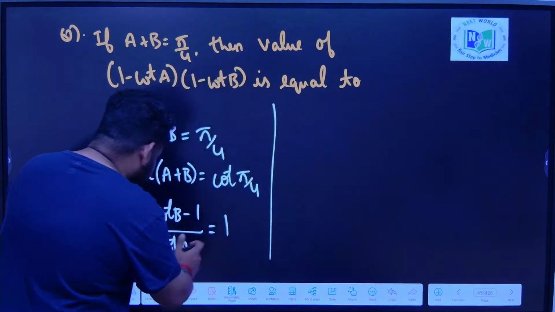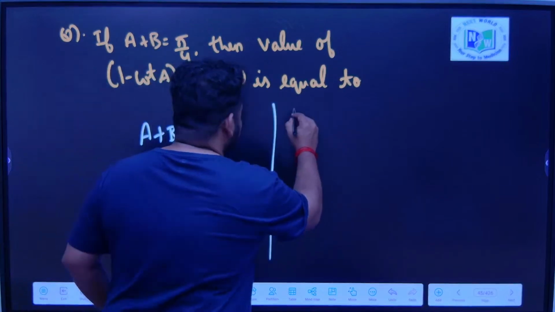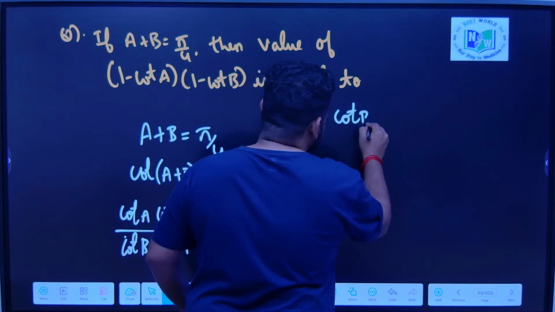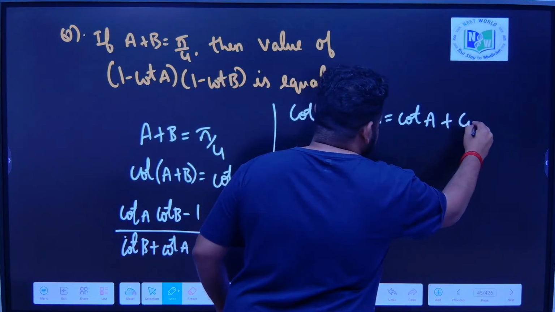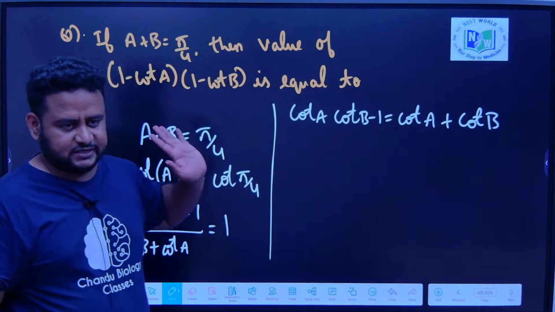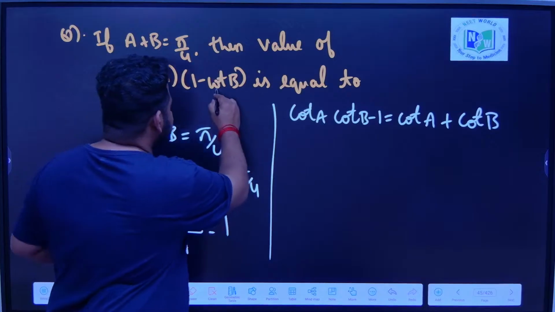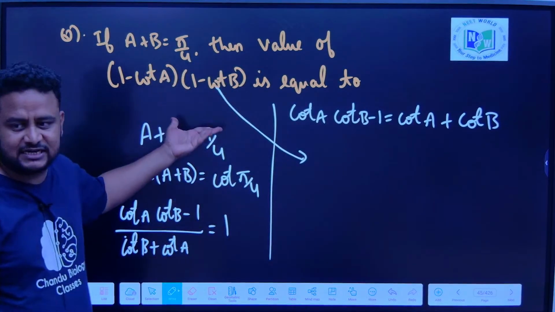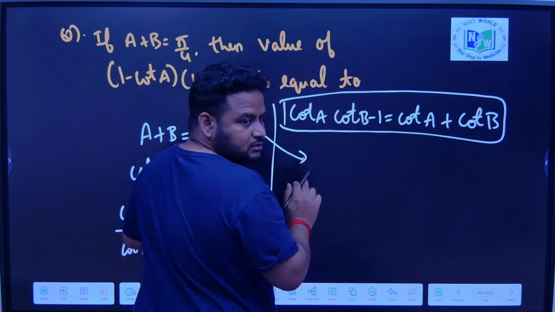Now if I take this to RHS, this will become cot A cot B minus 1 is equal to cot A plus cot B. Now this much I got. Further I don't know what I have to do. So what are they asking us? They are asking us 1 minus cot A, 1 minus cot B. I will take that. Okay, let me keep this here. As of now I will keep it here like this.